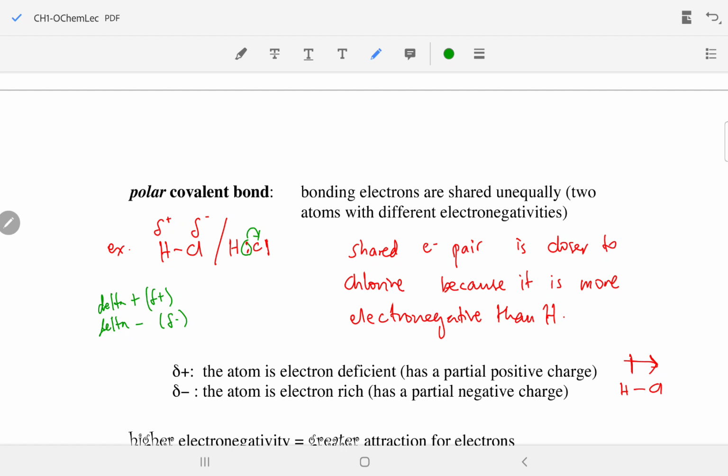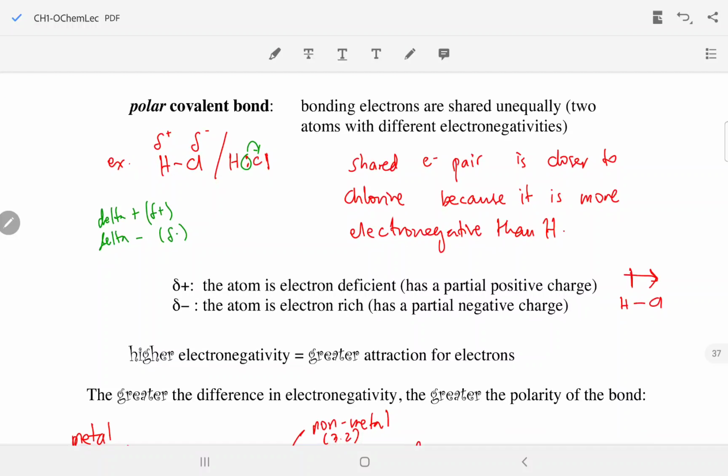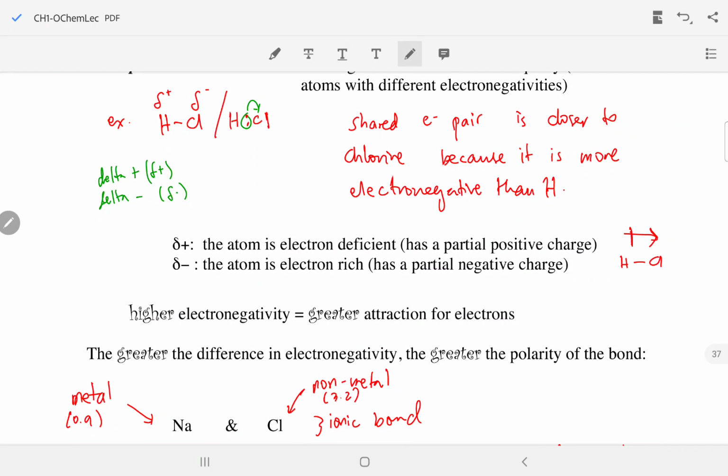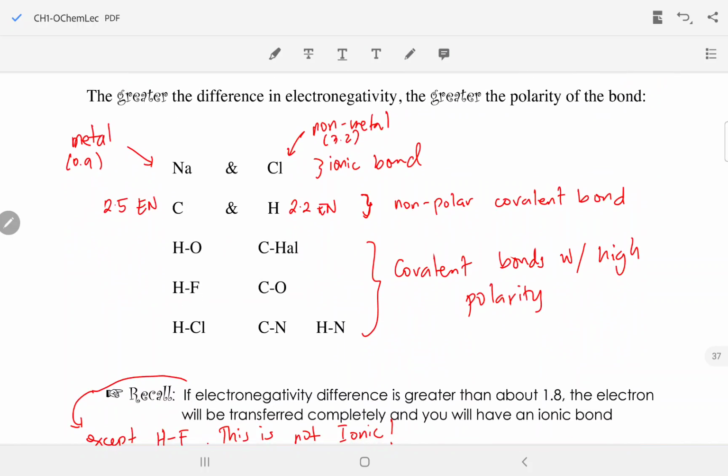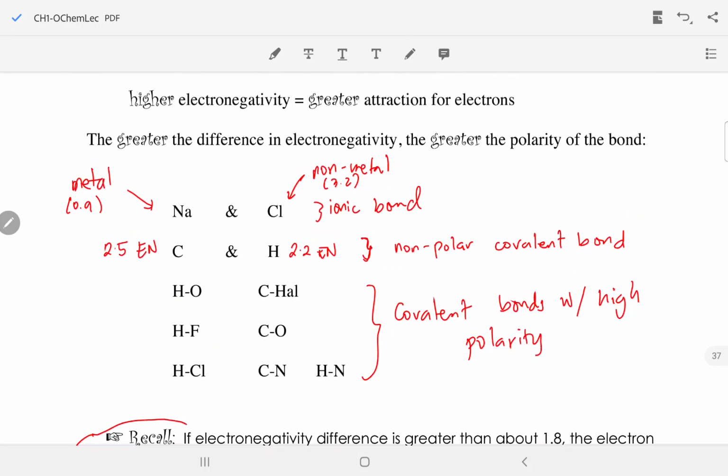So if the atom is electron rich, it has a partial negative charge, and if the atom is electron deficient, it has a partial positive charge. And we often denote bond polarity by this vector. It looks like an arrow, and the head of the arrow points to the atom that is more electronegative. Okay. So the greater the difference in electronegativity, the greater the polarity of the bond.